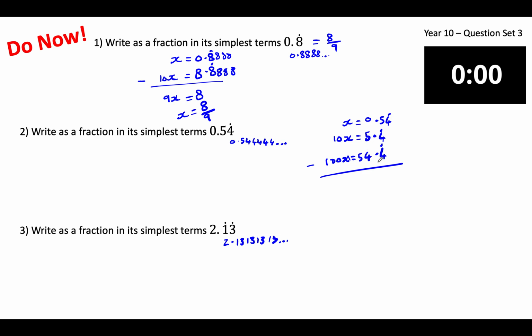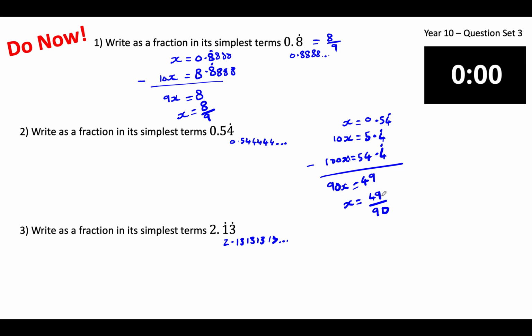Always do the big one, take away the small one, right? 0.4 recurring, take away 0.4 recurring, will leave nothing after that. Let's think of it like this. 54 take away 5 is 49. So I've done the big one, take away the small one. 100x take away 10x leaves 90x. Okay, once you've got to that point, it's much simpler. It's much neater. There's none of this recurring stuff. I just need to divide by 90. So I have 49 over 90, and then see if I can simplify.